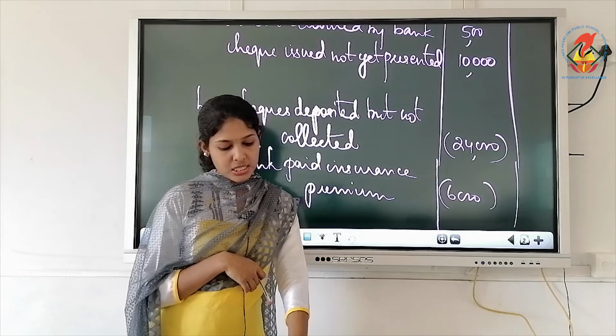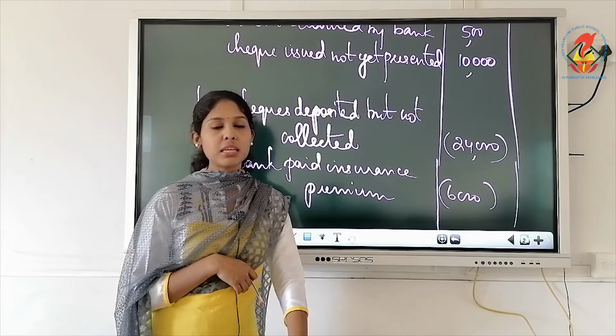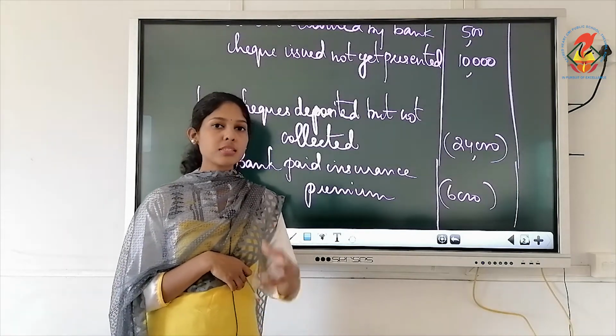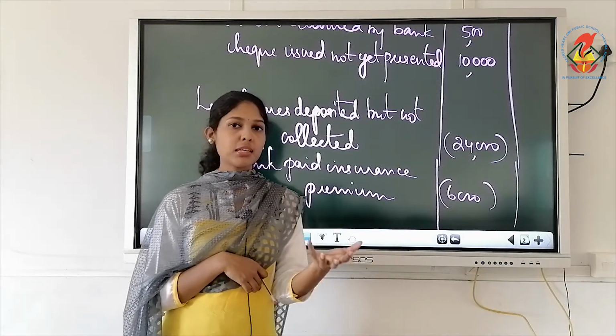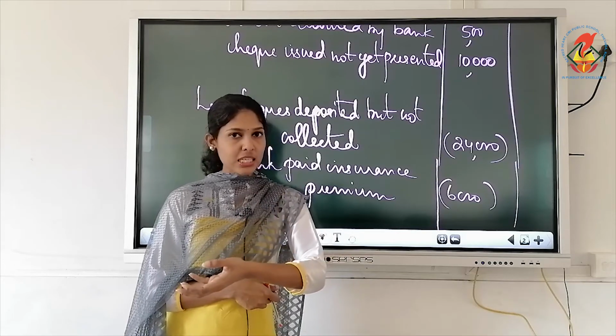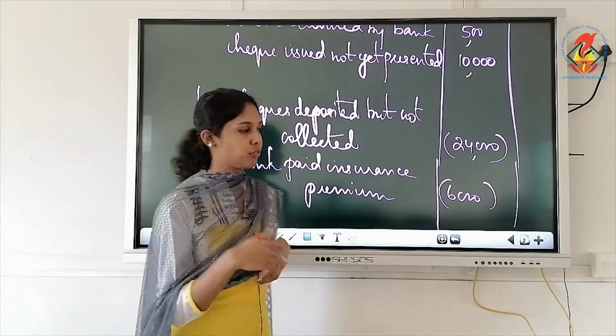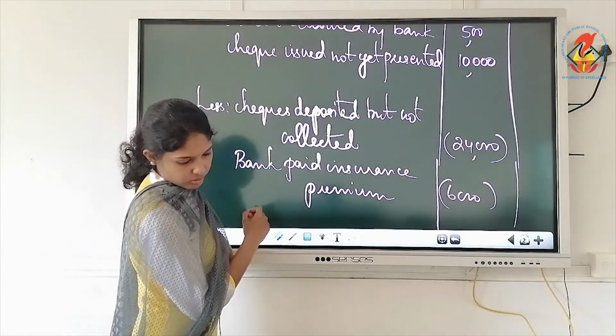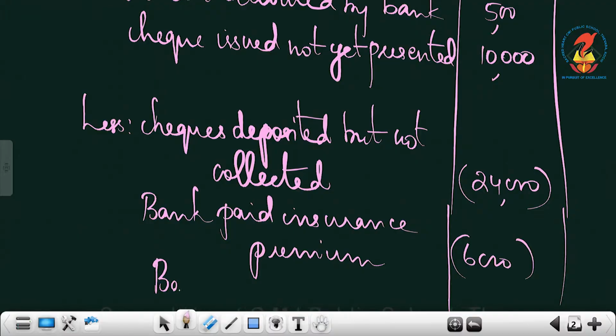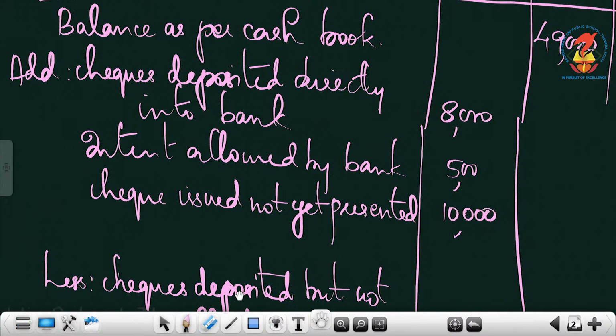Then bank debited the account by 100 being bank charges. Bank charges means it's a commission taken by the bank. So it is being taken from your account. Bank passbook will go down. Cash book also we have to less. What's the item? Bank charges. Bank charges amount is 100. So less 100.